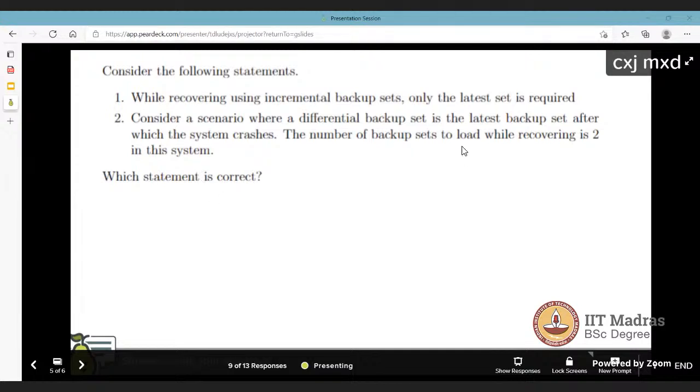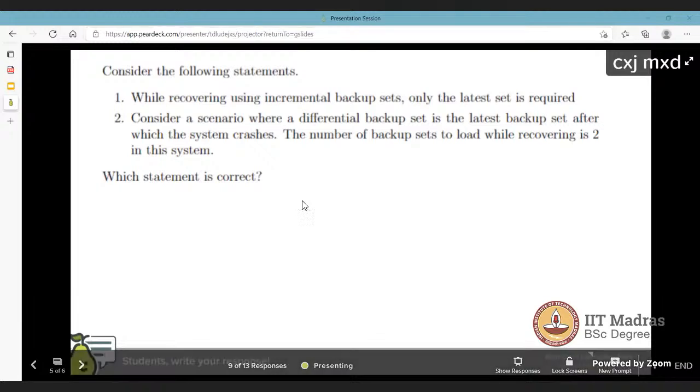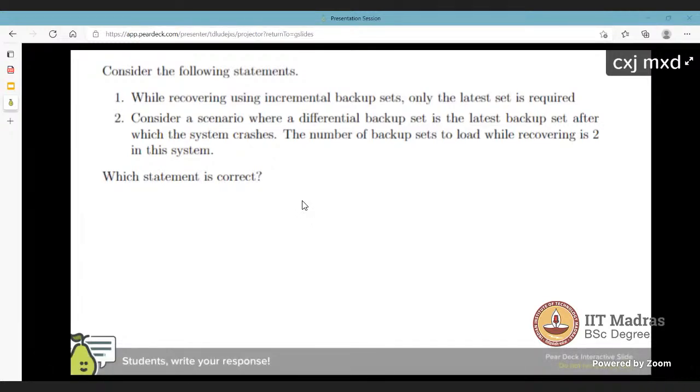Sir, but it is asking for only incremental backup. It is not mentioned that there is any failure or anything like that. It is asking just whether we can perform incremental backup by the latest set. So that is correct, that is the definition of incremental backup, right?